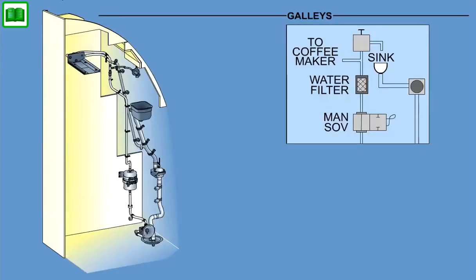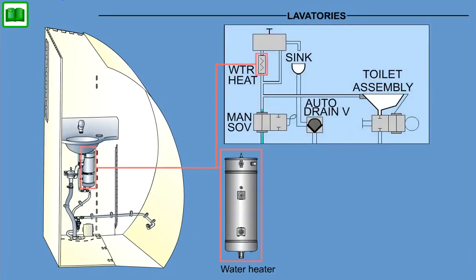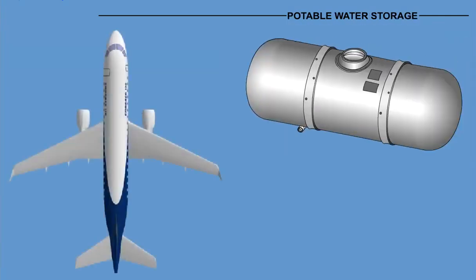The potable water system supplies pressurized water to the water spigots and coffee makers in the galleys and to the water heaters and faucets of the lavatories. Water is also supplied to the lavatories for flushing of the vacuum toilets. The potable water is stored in a potable water tank located in the aft center fuselage 3 section of the aircraft under the floor behind the rear bulkhead of the aft cargo compartment.